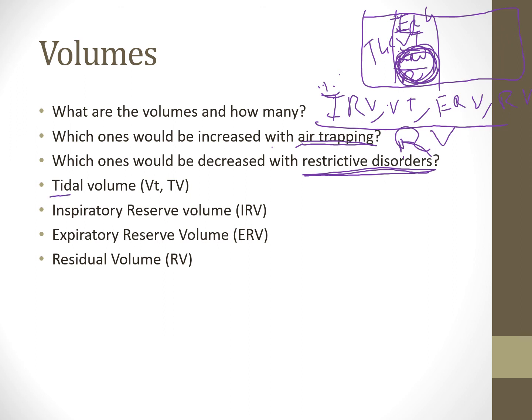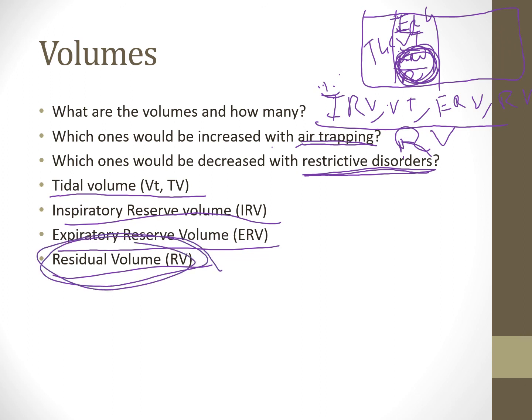My tidal volume would go down. My inspiratory reserve volume would go down. My expiratory reserve volume would go down. My residual volume, all those would go down with a restrictive disorder. With air trapping, usually we're looking at residual volume. That would actually go up because we're getting gas that we cannot exhale. It's trapped. So that's why it's just residual volume there.